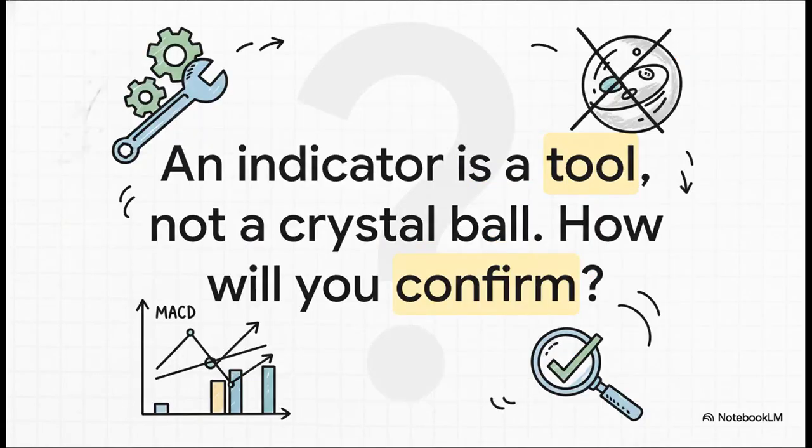Because at the end of the day, an indicator isn't a crystal ball. It's just a tool. It's like a hammer or a screwdriver. The real skill, the real edge, comes from knowing how and when to use that tool to confirm your own trading ideas. So the question I'll leave you with is this: what will you use to confirm your next trade?